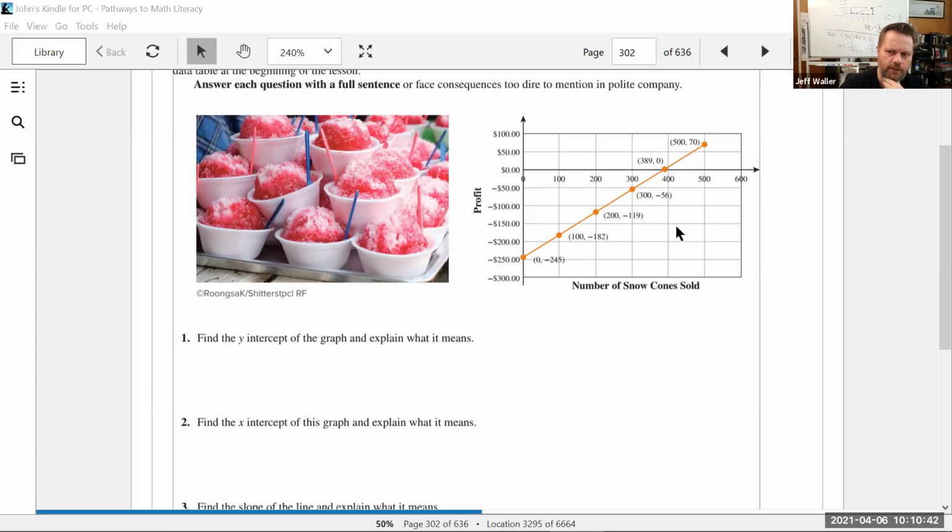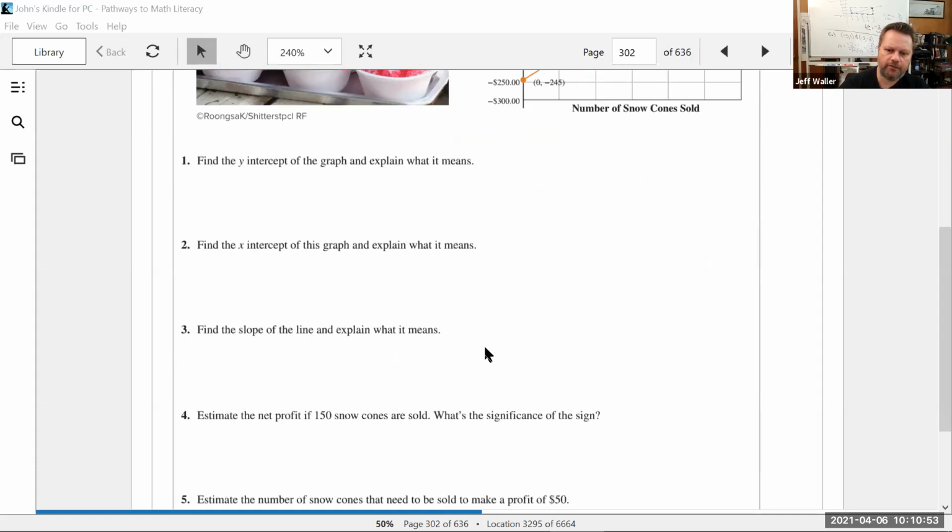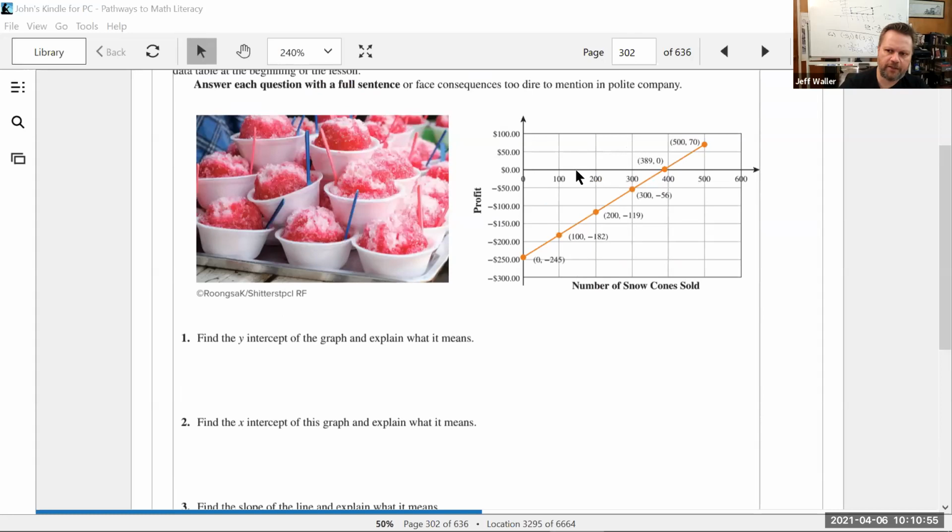Oh, okay. It's sort of like if this didn't exist, I'd have to put the formula together and then I could calculate points and then I could graph them. But somebody's already done that. So for 150 snow cones, 150 is about right here. Where is the output for an input at 150? It looks to be about negative 150. Oh, okay. We're just kind of lining it up.